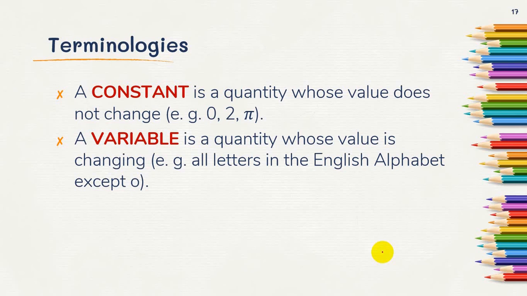Before that, let's recall the following. Let's start with a constant. A constant is a quantity whose value does not change. Examples are 0, 2, and pi. Pi has a definite value. A variable is a quantity whose value is changing. We can use all the letters in the English alphabet except O, because it might be mistaken as 0.